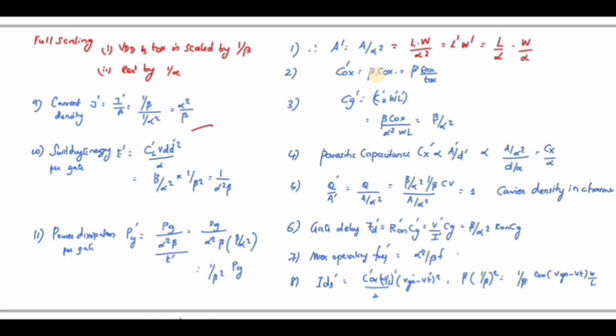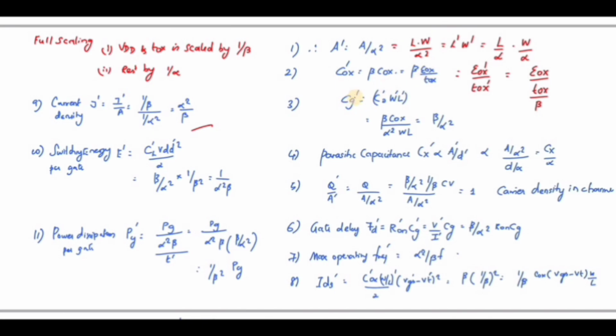And what is Cox? Cox is nothing but epsilon naught x by Tox. So Cox bar is epsilon naught x bar divided by Tox bar. Epsilon naught x bar is the same as epsilon naught x, and Tox bar is nothing but Tox by beta. So I can write Cox bar as beta into Cox.